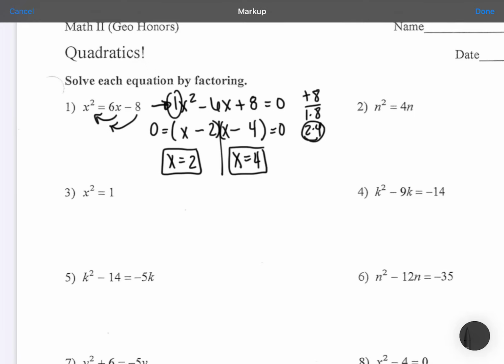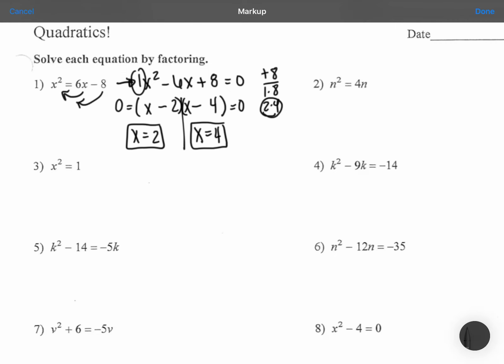All right, number 2, set it equal to 0. So n squared minus 4n equals 0. This is not a trinomial, so I'm not doing bottoms up. This is a binomial, so I'm looking for a GCF. It's not difference of squares because the 4 has an n with it, but I do know that I can divide both by n. So this gives me n parentheses n minus 4. My GCF was an n. Split and solve, so n equals 0. Nothing to do there. And n equals 4.